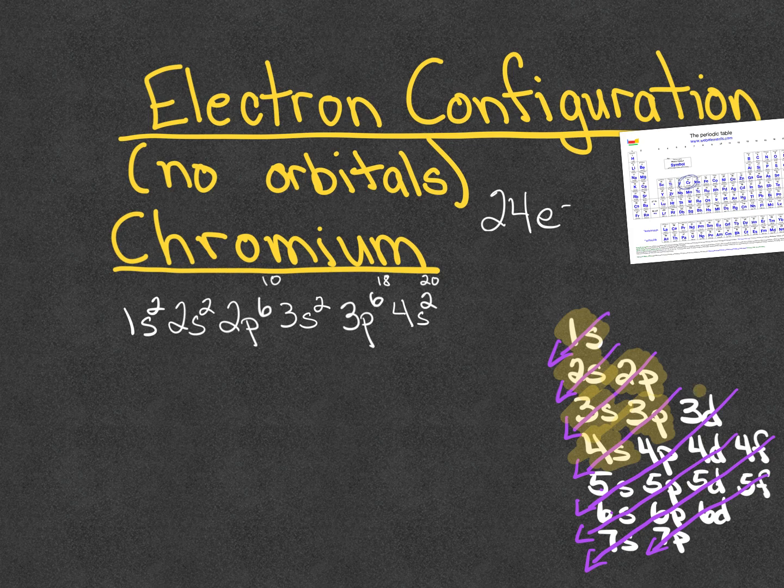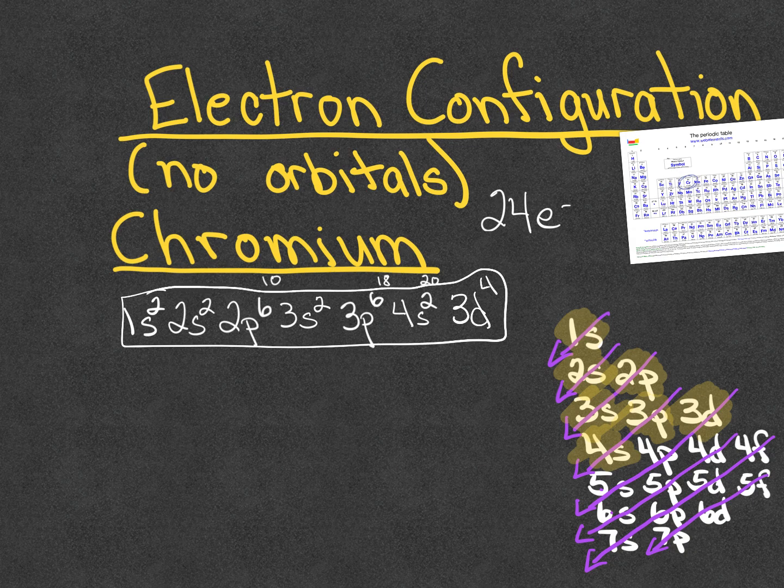And you look at your arrows. The next one I write is 3d. So 3d, and then I've got 4 electrons left. So 4. So this is the electron configuration for chromium. So basically you need to know that S can hold 2, P can hold up to 6, D can hold up to 10, and F can hold up to 14. So you know that, and then you have these arrows that show you the order to put them in, and you just fill it up until you get to the amount of electrons that you need.